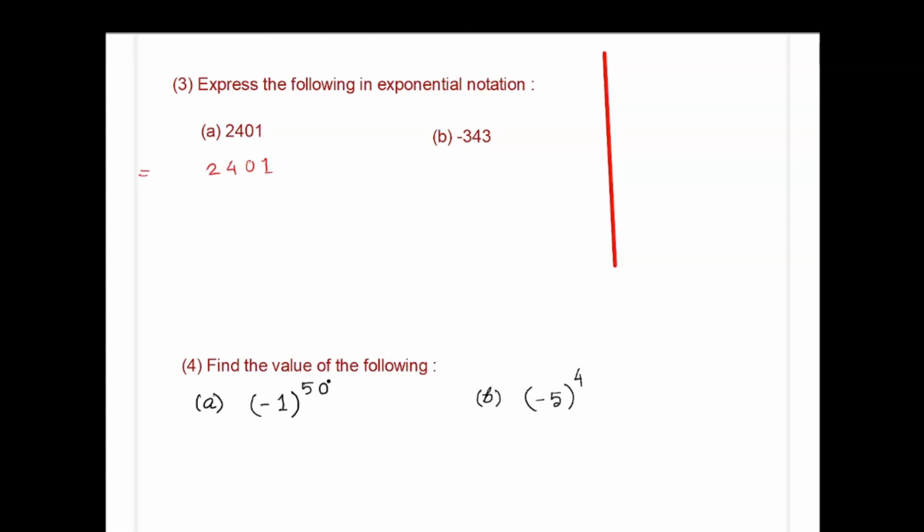Let's start with 7. So we will divide by 7. 7 3s are 21, 7 4s are 28, 7 3s are 21. Again, 7 4s are 28, 7 9s are 63, 7 7s are 49. Now see, how many 7s are multiplying here?